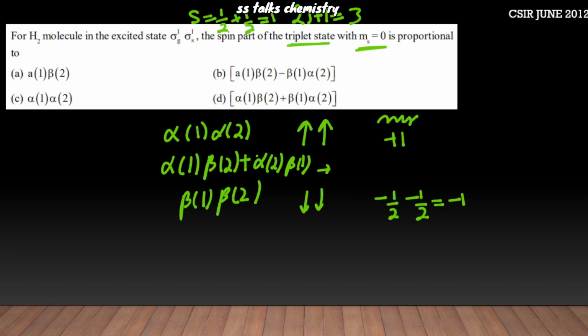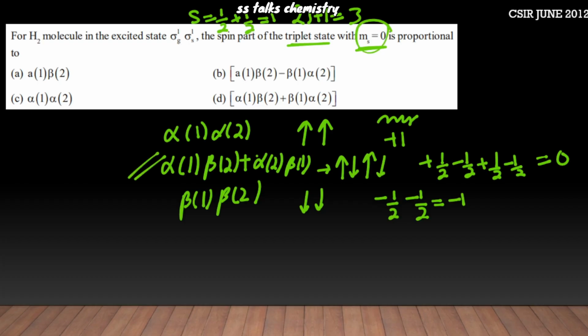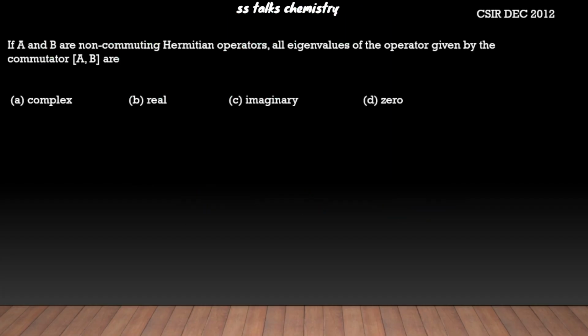Whereas this part represents one spin in the upward and the other in the downward direction. So it will become plus half, minus half, plus half, minus half. Again, it is going to be 0. So we need the spin part to have ms equal to 0. That is possible if the spin part is this one. So alpha 1 beta 2 plus beta 1 alpha 2, that is option D, becomes the right answer.